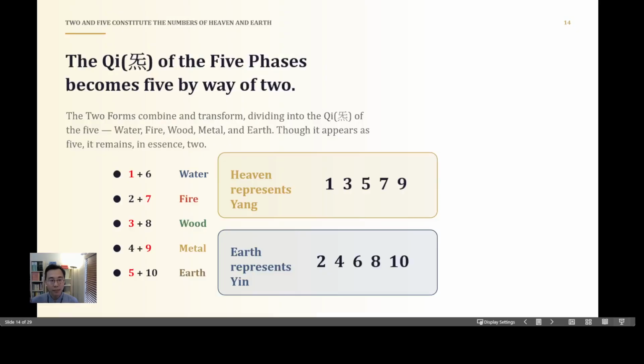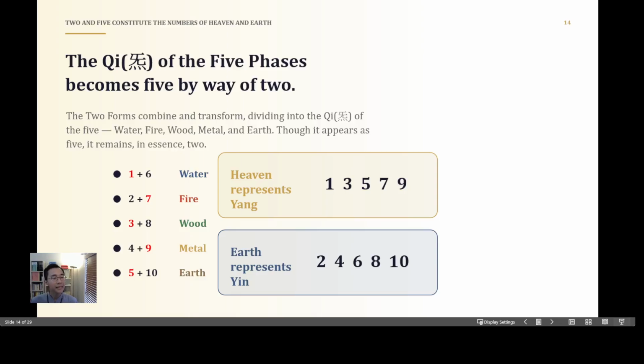Let's recap one more time. 1, 3, 5, 7, 9 represent heaven. So we also call it heaven 1, heaven 3, heaven 5, heaven 7, and heaven 9. And the earth is 2, 4, 6, 8, 10. We also call it earth 2, earth 4, earth 6, earth 8, and earth 10. Let's recap. Water is 1 plus 6. 1 is from heaven. 6 is from the earth. 1 is from Yang. 6 is from Yin.